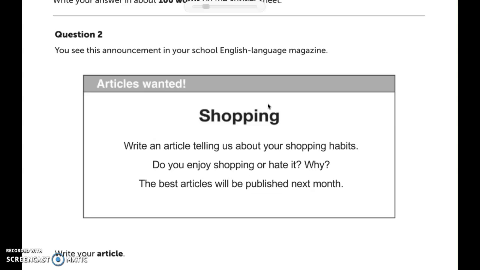Read question 2 and question 3 and decide which one interests you most. You don't have to write both, you have to write only one. If you choose question 2, make your article as interesting as possible. Answer any questions that are included in the announcement and stick to the topic. So in this case, you have to make a statement whether you enjoy shopping or hate it, and you have to give your reasons. And you have to make it interesting for the reader.